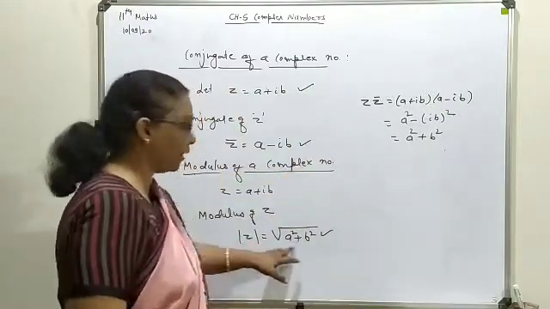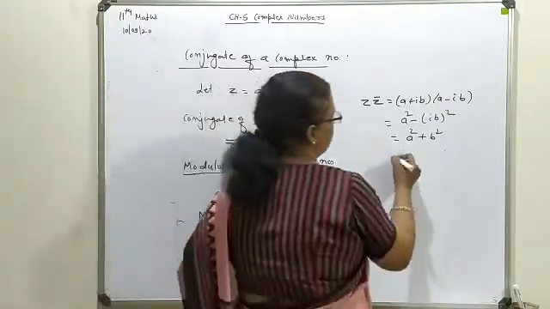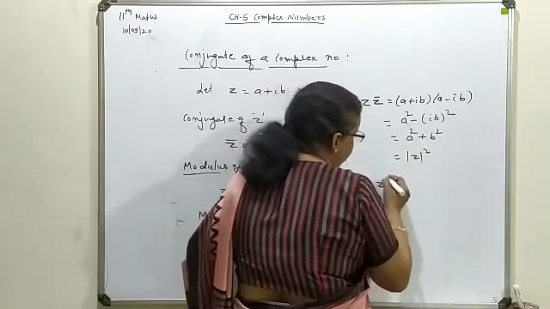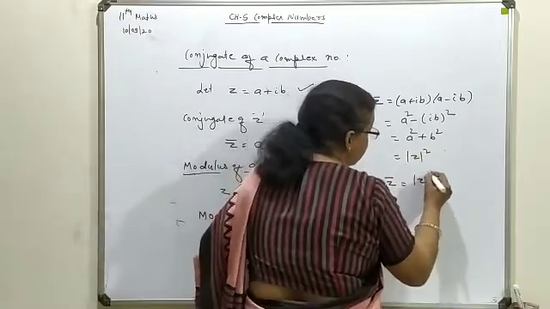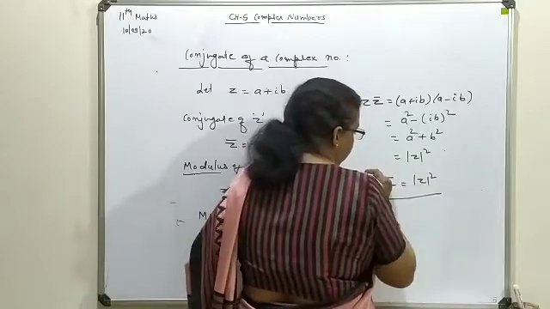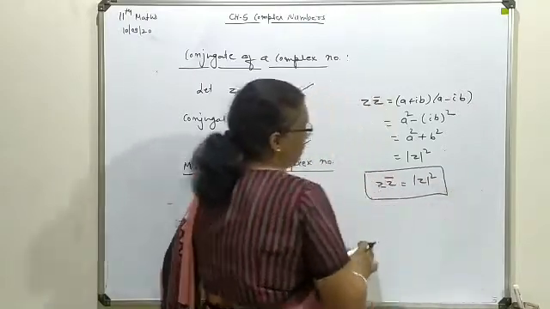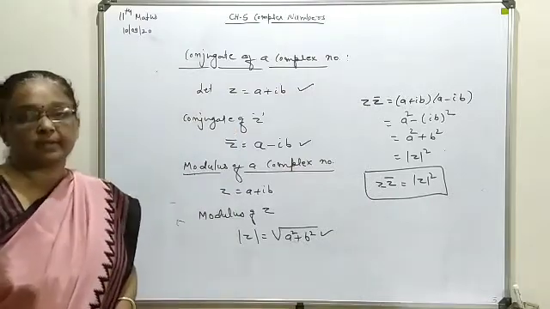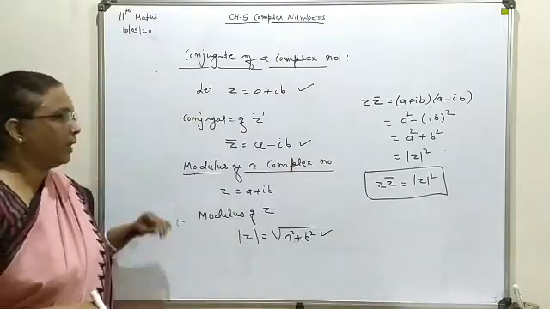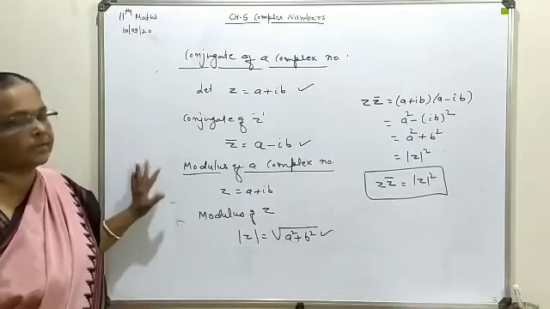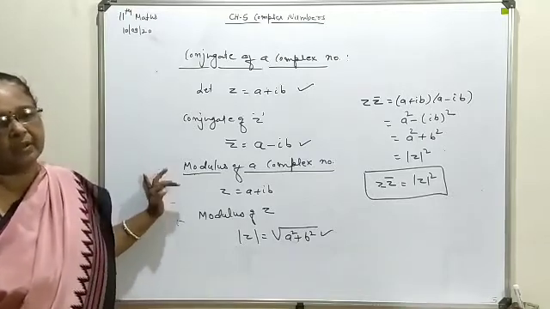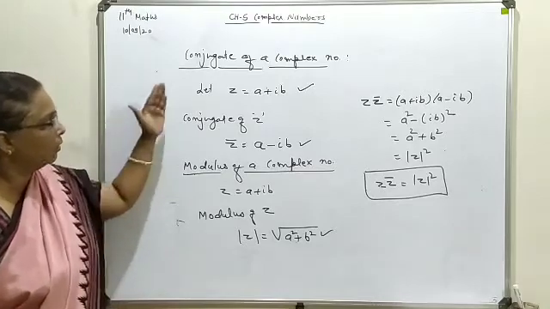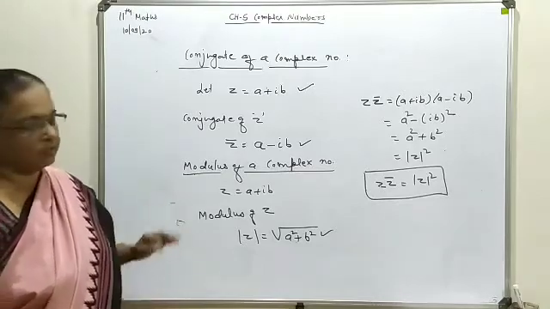What is it? It is the square of the modulus, and it gives you this much. So this is a very important relation you can generate here, and you can use it as a formula also: Z into Z bar is equal to modulus of Z whole square. As an identity, as a formula, you can implement this relation as per the requirement of the question. So this is about the conjugate and its modulus.